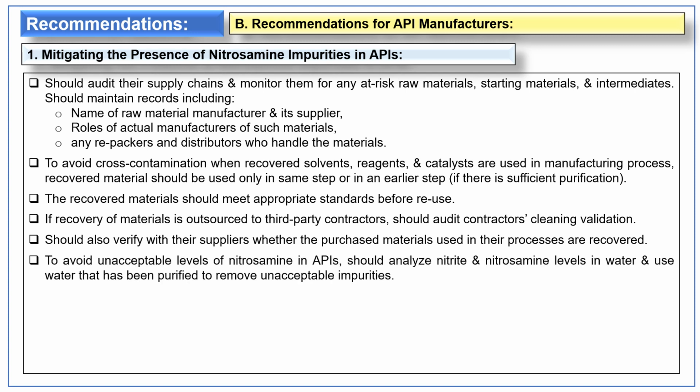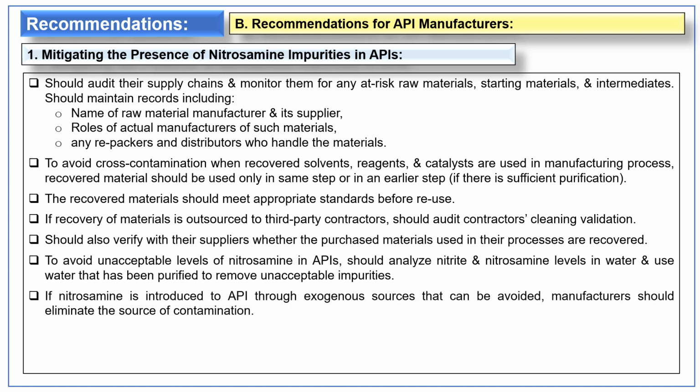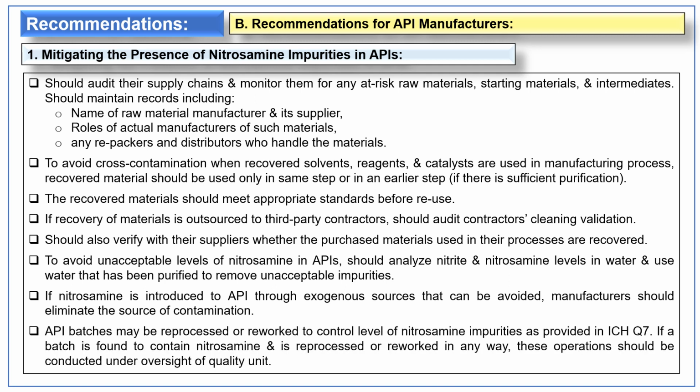To avoid unacceptable levels of nitrosamine, they should analyze nitrite and nitrosamine levels in water and use water that has been purified. If nitrosamine is introduced to the API through some exogenous source, then they should eliminate the source of contamination. API batches may be reprocessed or reworked to control the level of impurities as per ICH Q7. If it is reprocessed or reworked in any way, the operation should be conducted under the oversight of the quality unit.